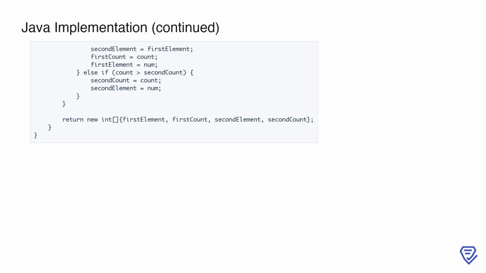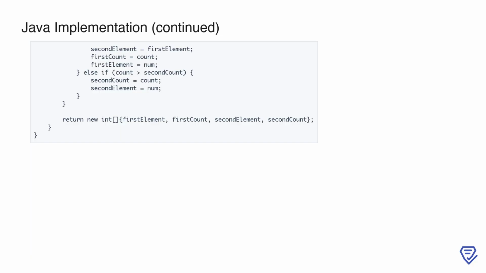We initialize variables to track the top two elements and their counts. As we iterate through the map entries, we compare the current count with the highest count seen so far. If the current count exceeds the highest, we update the second highest to match the previous highest, and then update the highest to the current count and its associated number.